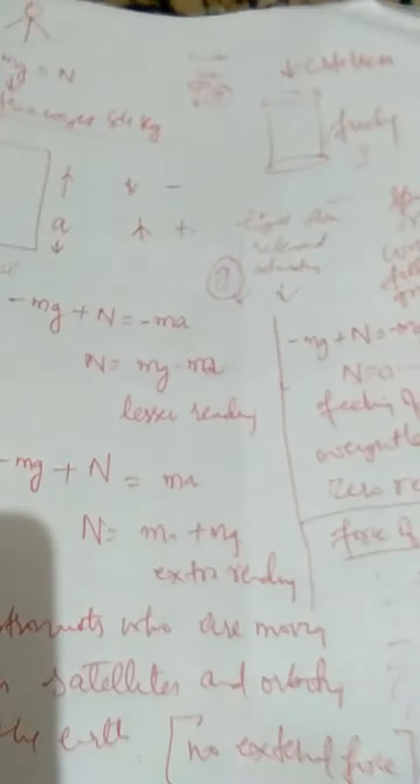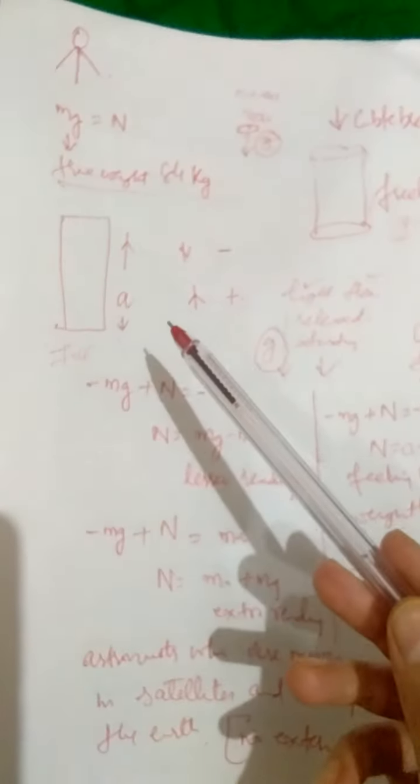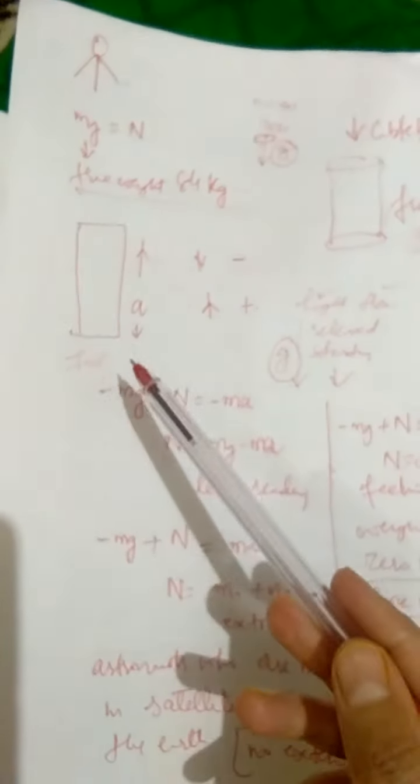So I hope that gives you a fair idea of weightlessness. And these are two popular examples to explain this. One is the motion of an object or a person in an elevator or a lift, and another is the motion of the astronauts orbiting in the satellites around the Earth. So that's all.